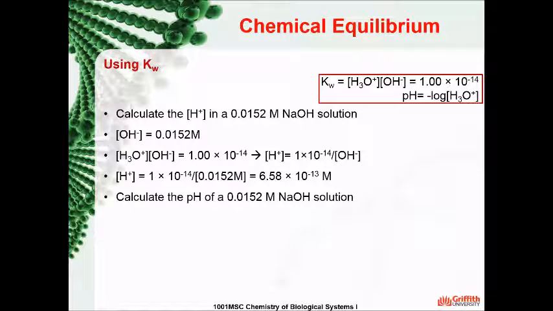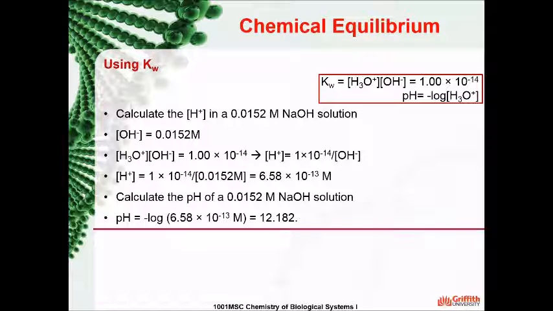Now we can calculate the pH of the solution. The pH is equal to 12.182, which makes sense as we have a strong base, so we would expect the pH to be above 7. Another approach we can use to solve this question is by calculating the pOH, which is equal to 1.818. And then from the formula pH plus pOH is equal to 14, we can calculate the pH as 12.182.